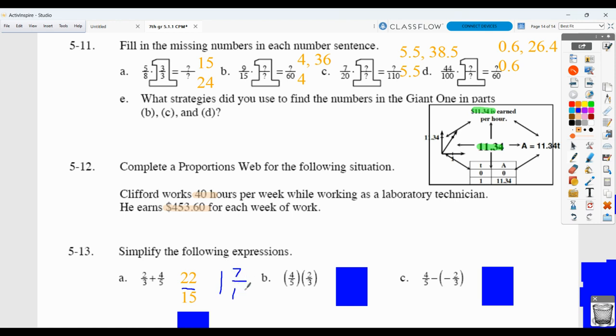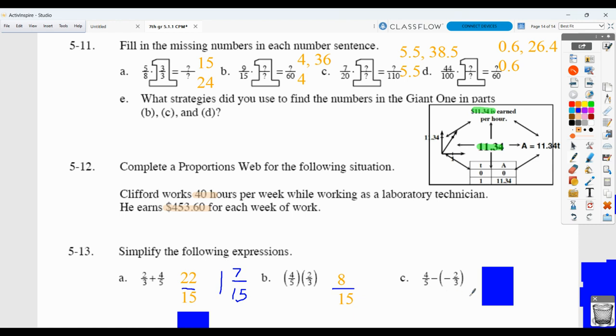Again, make sure you're showing the work, showing the fractions with the common denominator. Here you do not have to because multiplying fractions does not require a common denominator. And there doesn't seem to be any simplifying you can do. So you simply multiply across. 4 times 2 is 8. 5 times 3 is 15.